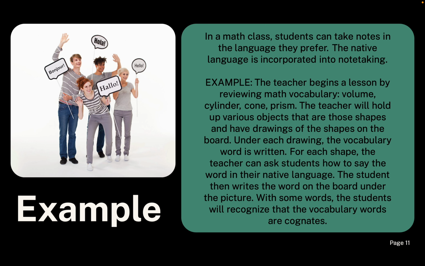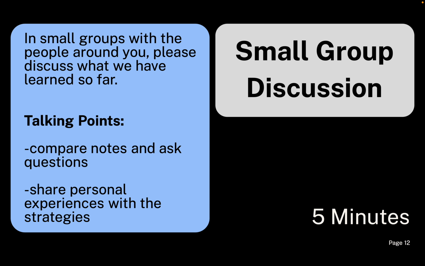For each shape, the teacher can ask students how to say the word in their native language. The student then writes the word on the board under the picture. With some words, the students will recognize that the vocabulary words are cognates.